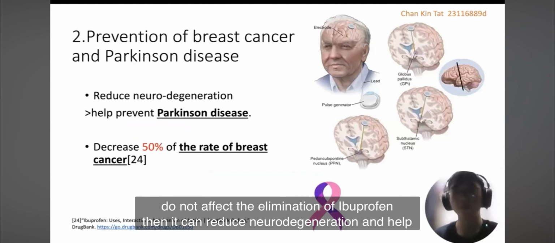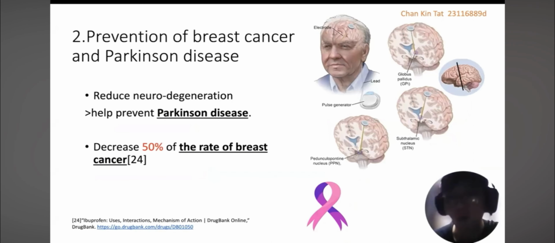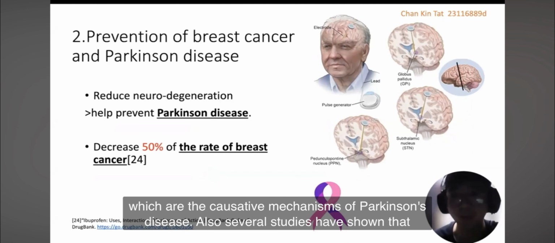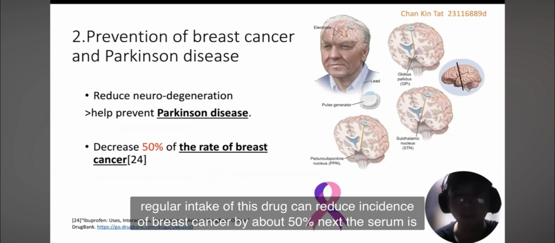Then it can reduce neurodegeneration and help prevent Parkinson's disease, because it can inhibit inflammation and oxidative stress, which are correlated mechanisms of Parkinson's disease. Also, several studies have shown that regular intake of this drug can reduce the incidence of breast cancer by about 15%.